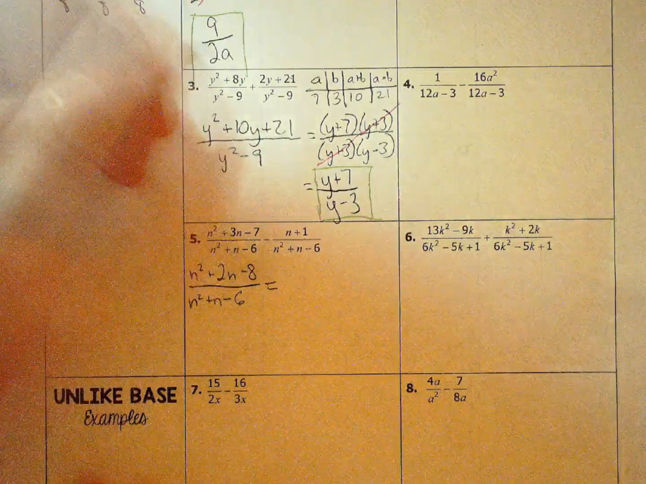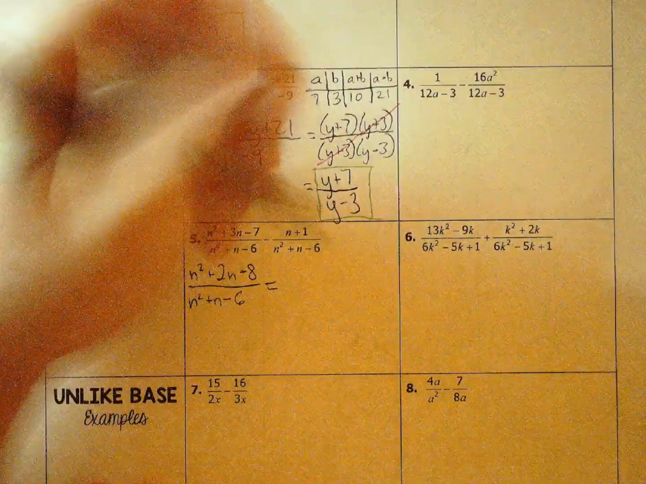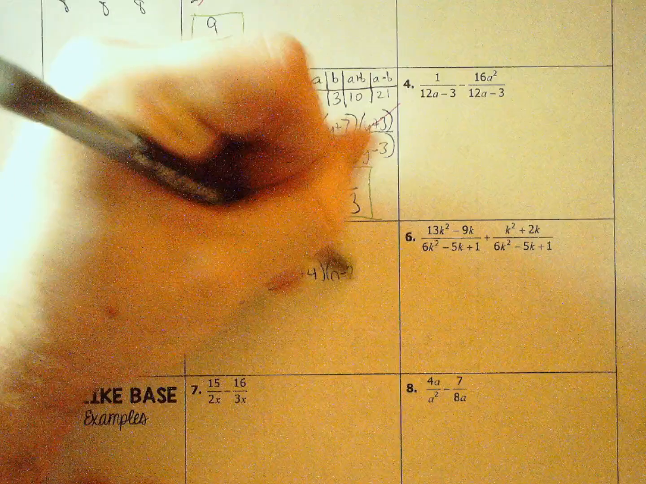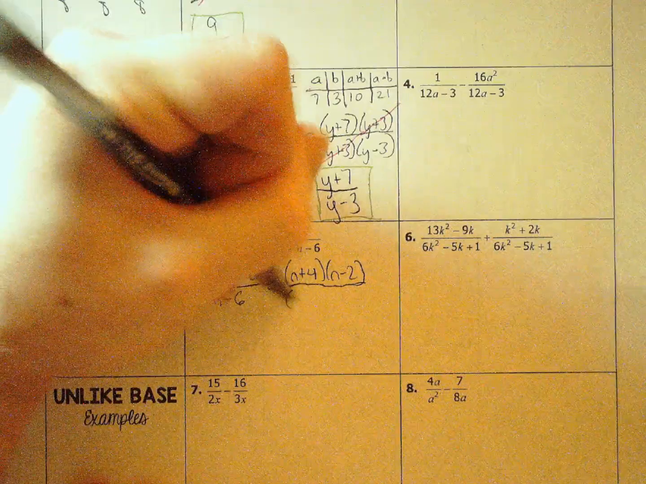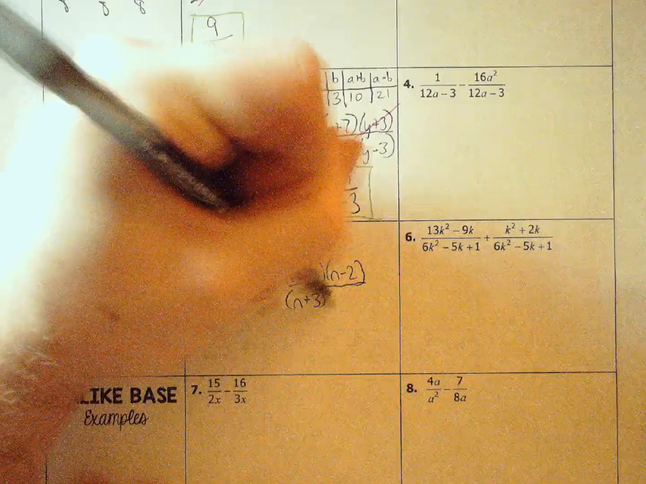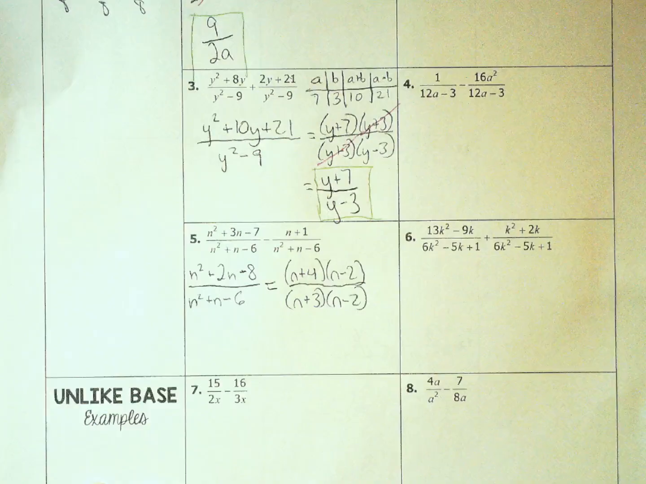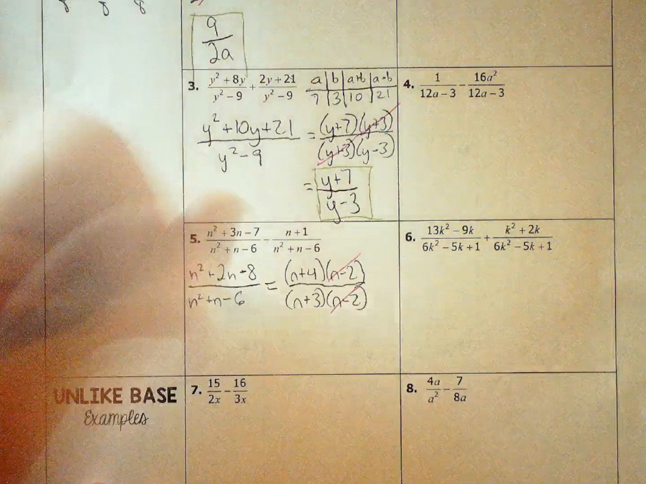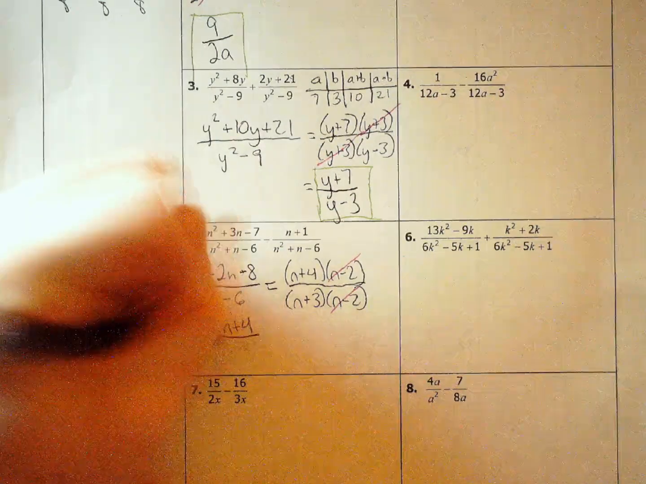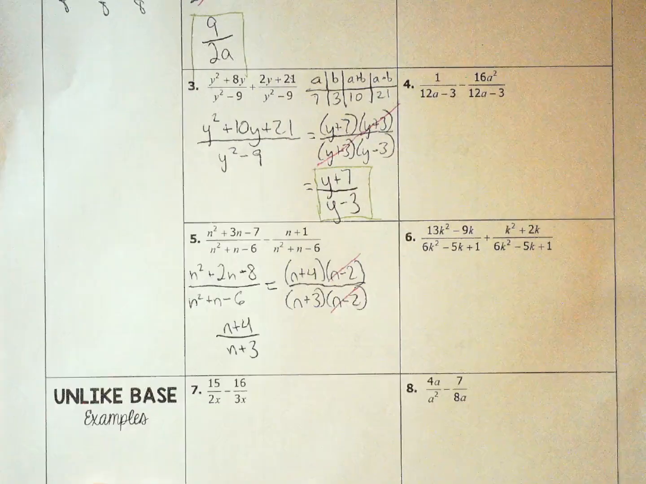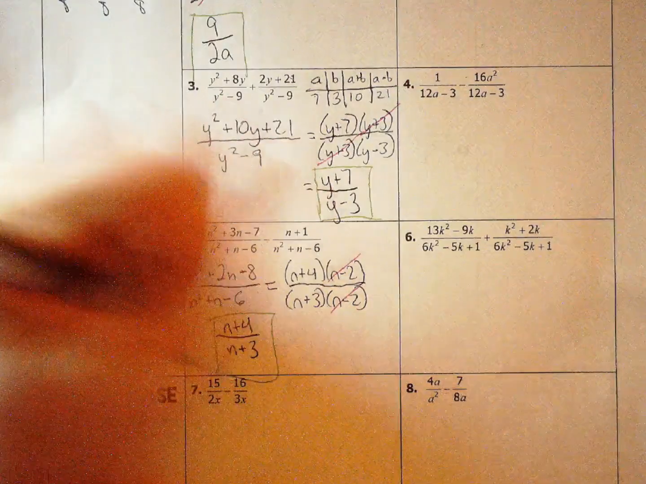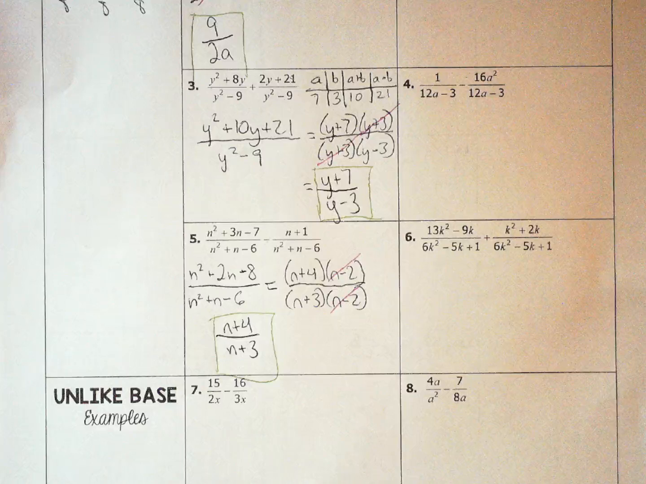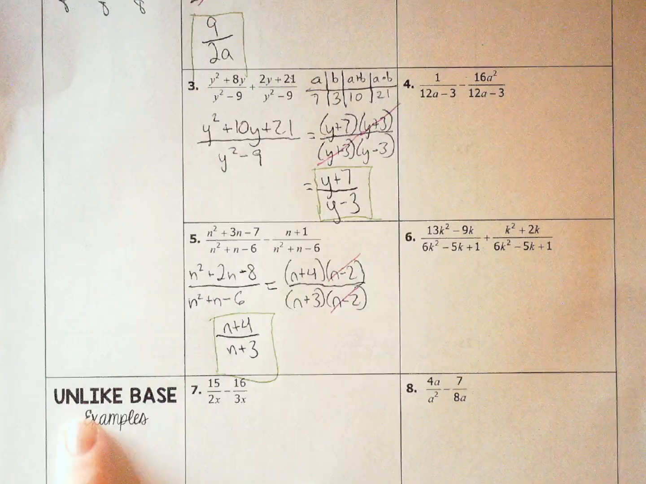Okay, now we're factoring, and this is going to factor into n plus 4, n minus 2 over n plus 3, n minus 2. And then you see I have n minus 2 over n minus 2. These cancel. And so my final answer is just n plus 4 over n plus 3. Okay. So those are the easier examples to do. All you really have to do is combine the numerators and then factor.